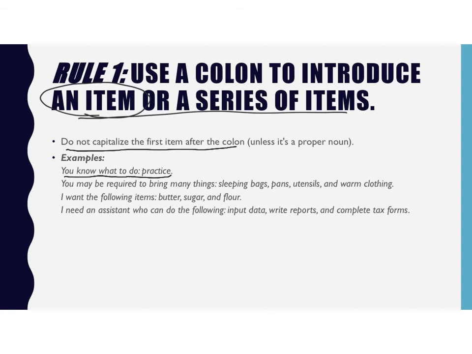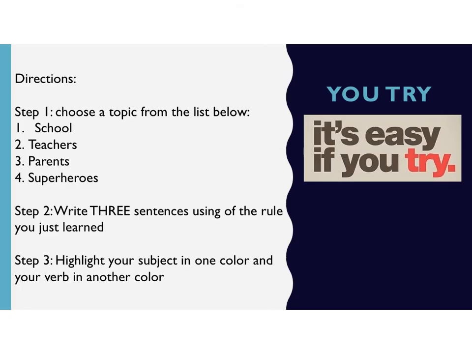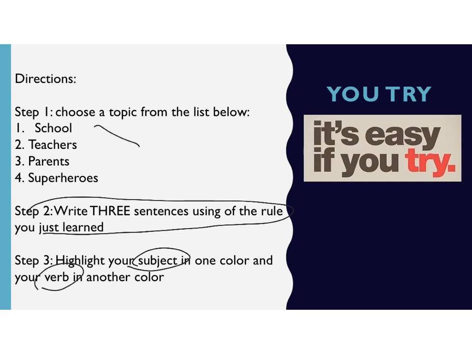Okay, I'm listing what you do. Practice. It's just one thing. You may be required to bring many things, and then you list them. Okay. I want the following items. Then you list. Okay. That one's the easy one because you've had it for so long. This rule, for it to also be one word, okay? And you will practice this one. 3 sentences using that rule, highlighting your subject and verb in another color, and you can choose one or multiple topics from there to write about.